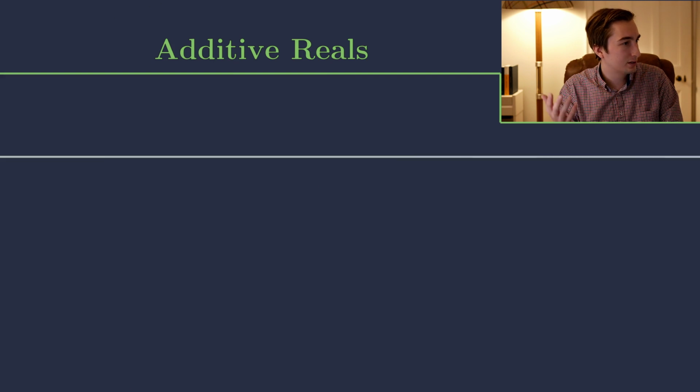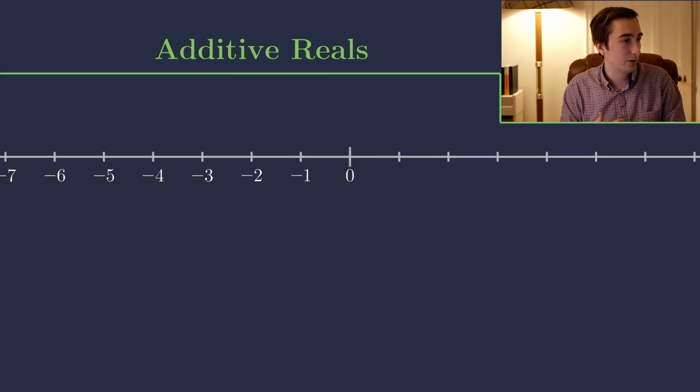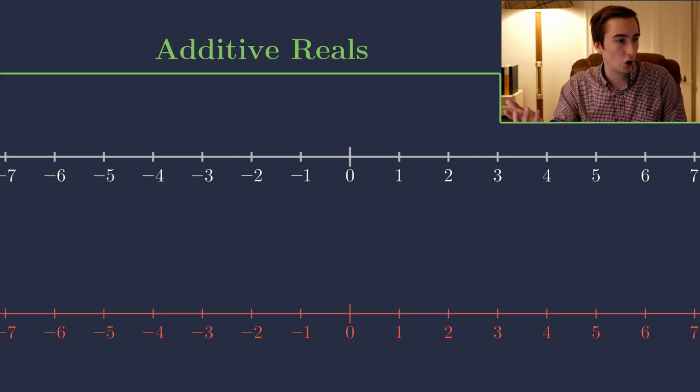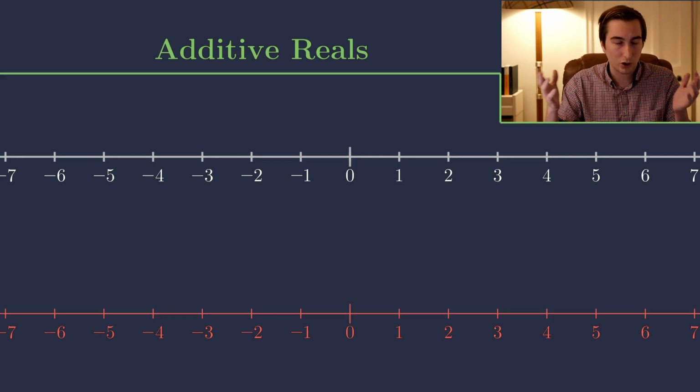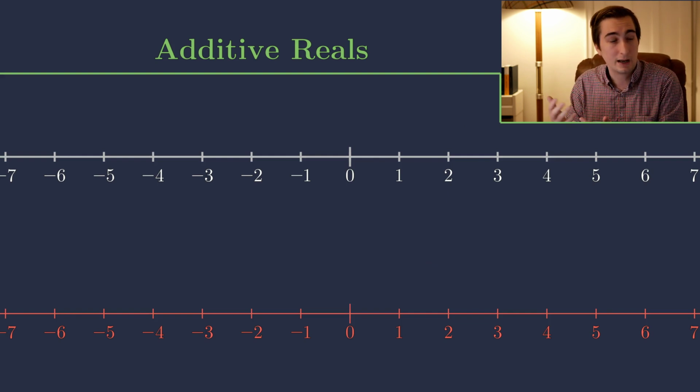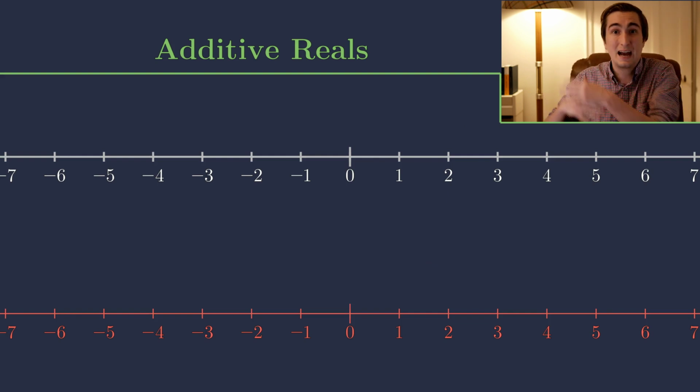Now I call this thing the additive reals. Here what I've drawn is our number line that we've introduced. You've seen this in primary school, and we have a second copy of our number line in red here. So we've got two copies of our number line on top of each other. And when I write here the additive reals, I said there were two perspectives from which I was going to think about the numbers. This is going to be in an additive way. We're going to call this the additive perspective.